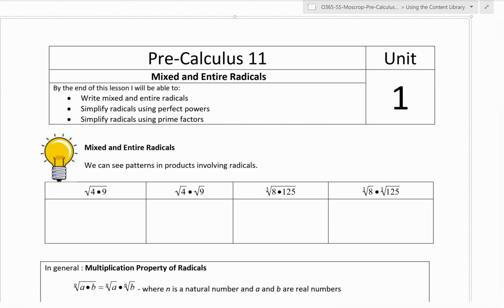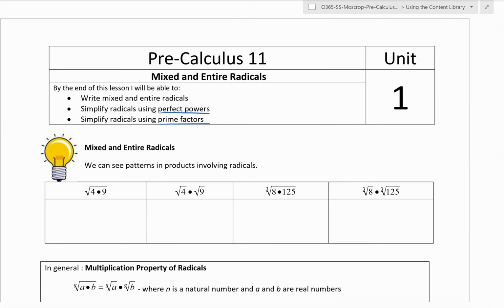So today, the lesson is about converting between mixed radicals and entire radicals. We'll go through them and talk more about radicals. There are two different methods that we're going to use. One is by using the perfect powers, and the other one is by prime factors, okay? So let's take a look at radicals here. Let's find some patterns, okay?